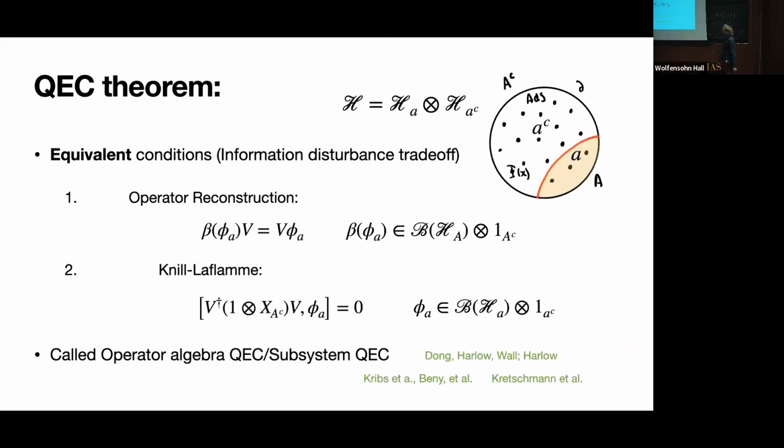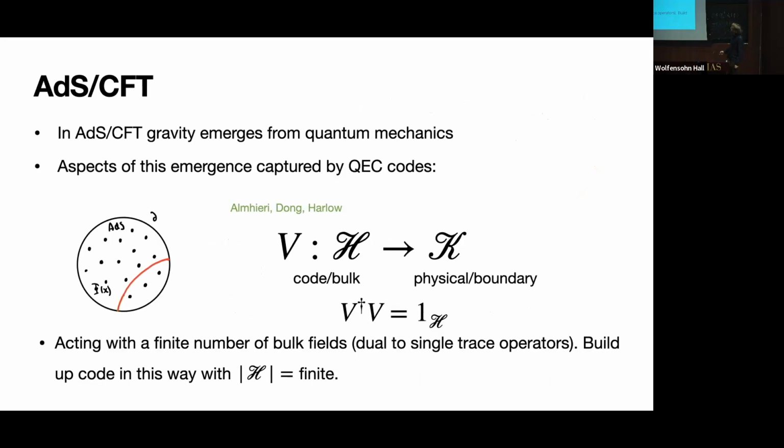Now it's working. Okay, so let me start by reviewing quantum error correction in AdS/CFT and how we understand it in the simplest possible example. In AdS/CFT, we think of gravity as emerging from quantum mechanics. Aspects of this emergence are captured by quantum error correcting codes. And one way to build a code is to think about some simple state like vacuum AdS.